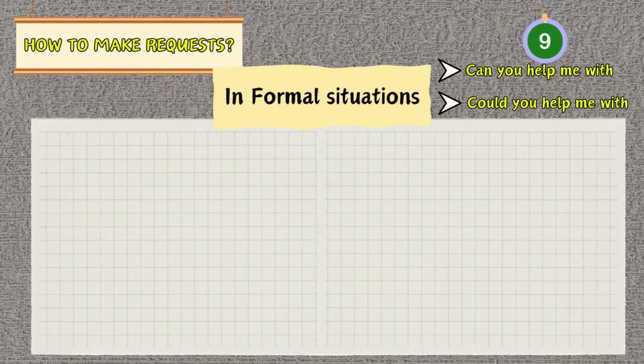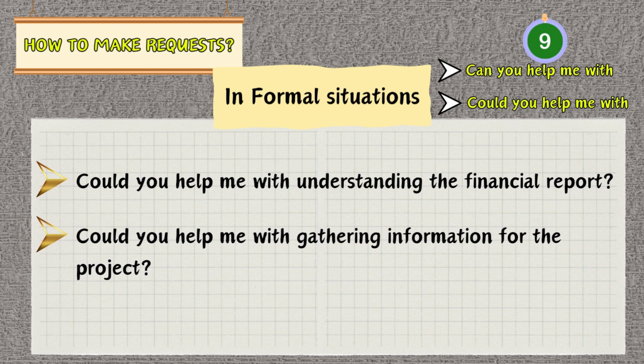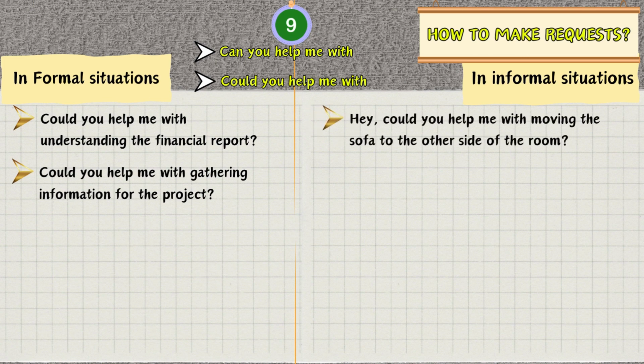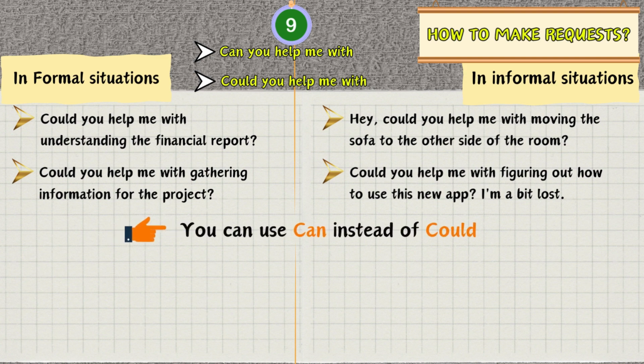In formal situations: Could you help me with understanding the financial report? Could you help me with gathering information for the project? In informal situations, you might use a more casual tone. Hey, could you help me with moving the sofa to the other side of the room? Could you help me with figuring out how to use this new app? I'm a bit lost. In the examples above, you can use can instead of could.